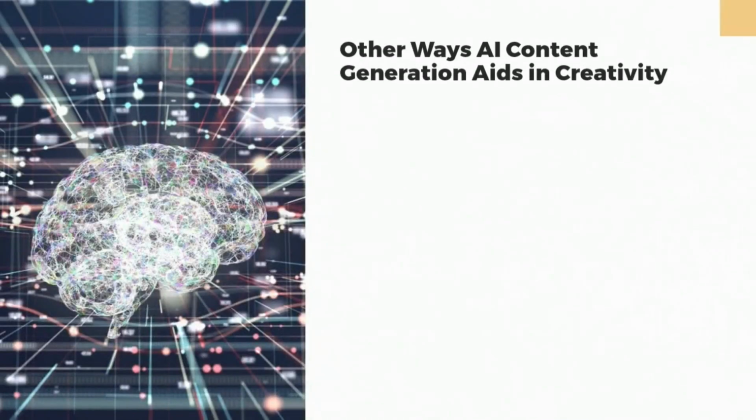A couple of things I also want to add, and there are some other ways that AI content generation will aid in creativity. There's style enhancement or style modification. I get to create a unique and compelling writing style, and AI can play a crucial role in defining it by analyzing, for example, data sets of diverse writing styles.